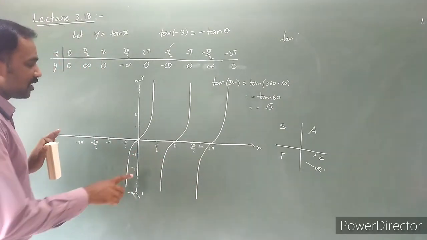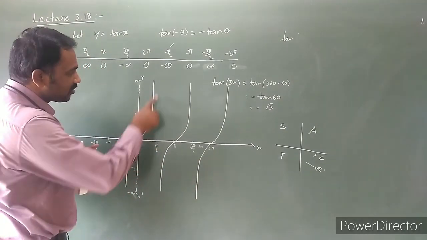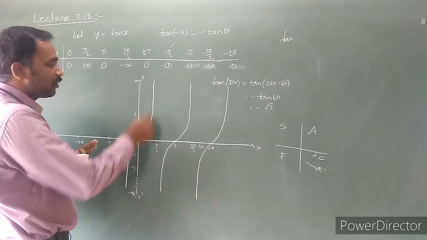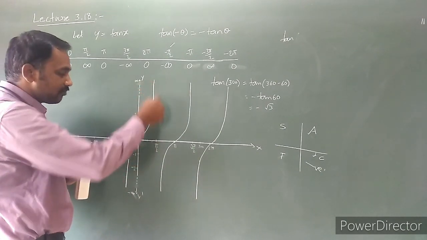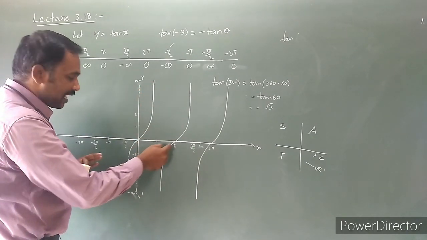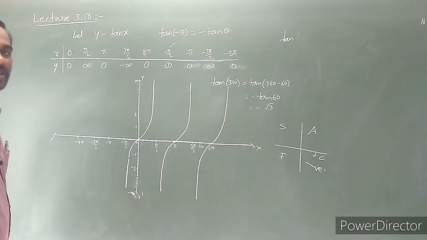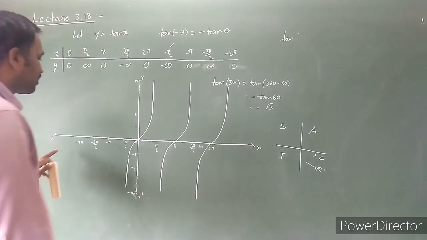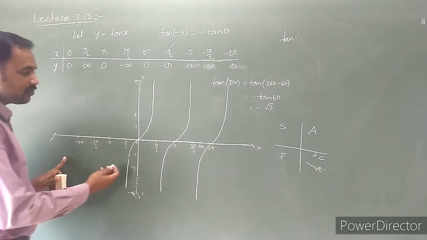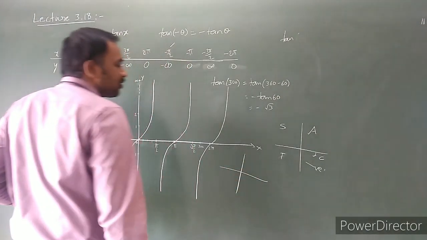Again, I am just saying that you might have a confusion. For pi by 2 comma positive infinity, don't take it, because in the second quadrant tan is negative, so it comes for the negative values. Similarly, on the negative side also we can write it. How do you write the negative side? Here we can take it as a quadrant.